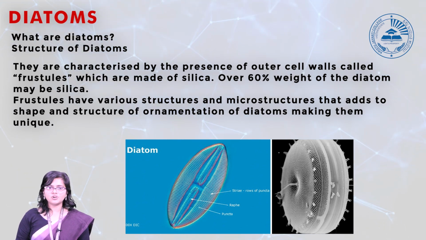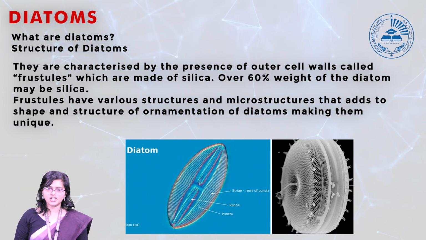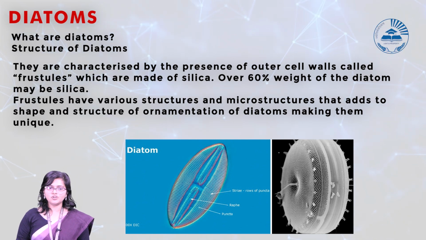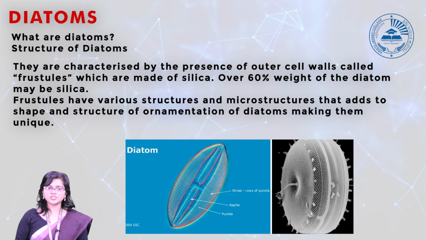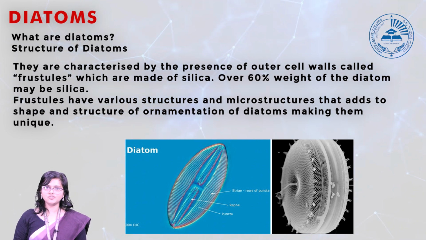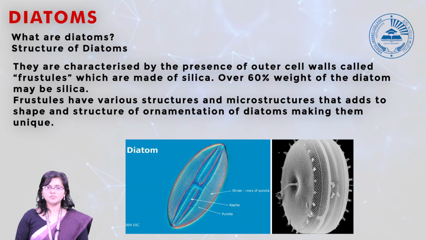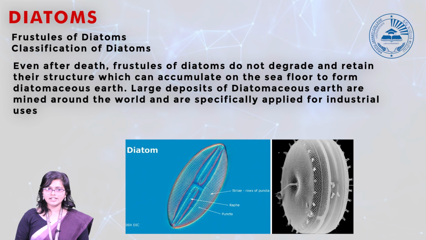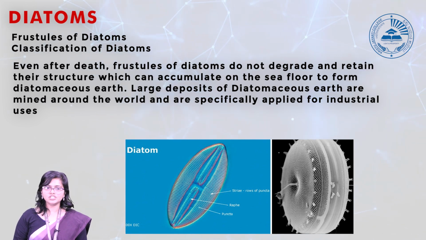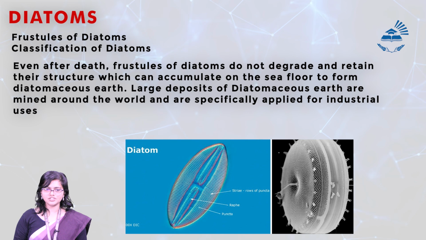They are characterized by the presence of outer cell walls called frustules, which are made up of silica. So they are also said to be living in a house of glass. Over 60% of the weight of diatoms may be silica. Now frustules have various microstructures that add to the shape and ornamentation of diatoms, making them unique. Hence, they are also called jewels of the sea. Even after death, these frustules do not degrade. Rather, they accumulate on the sea floor to form diatomaceous earth. Large deposits of this diatomaceous earth are mined around the world and are specifically applied for industrial uses.